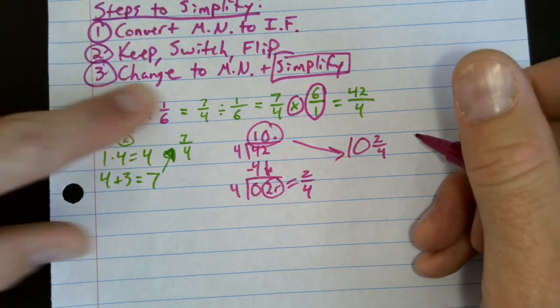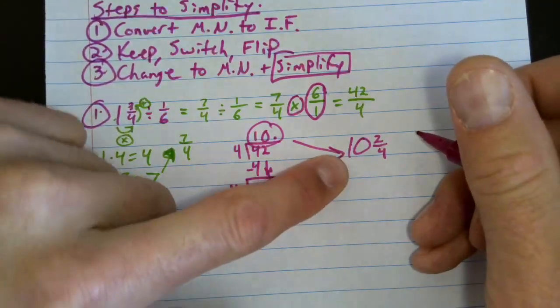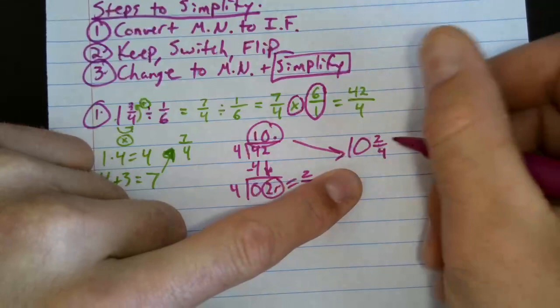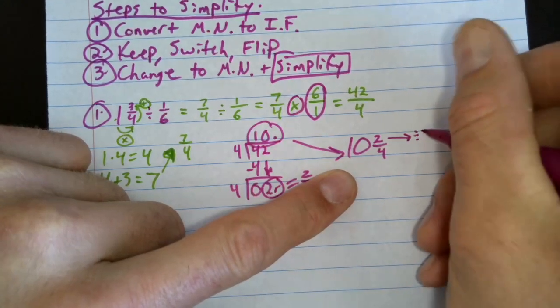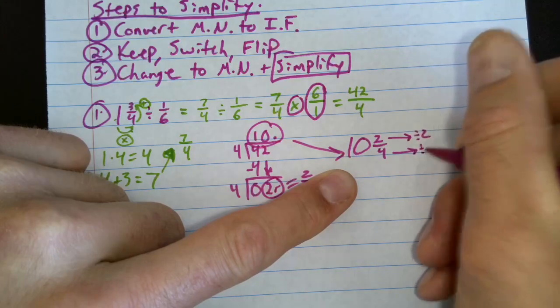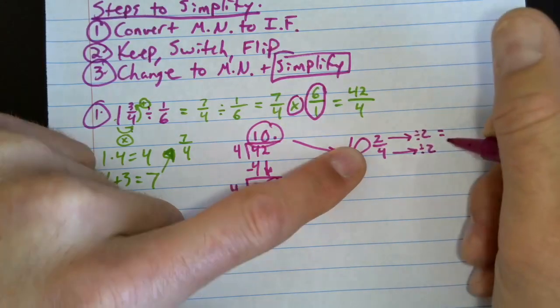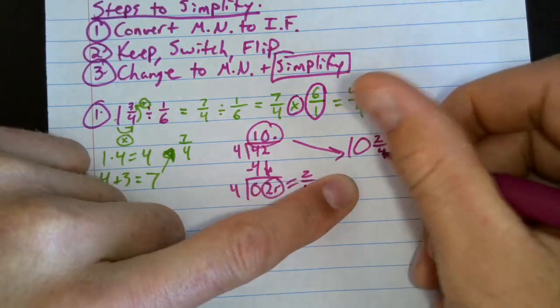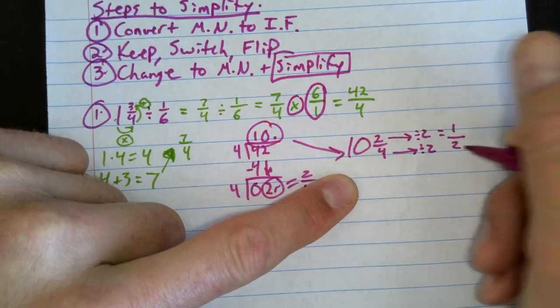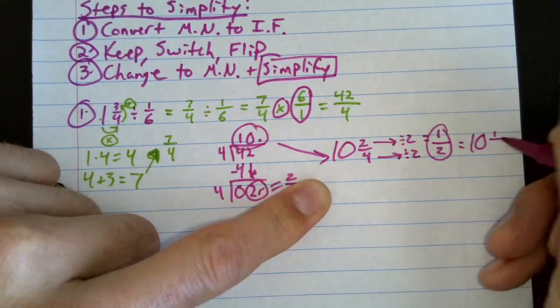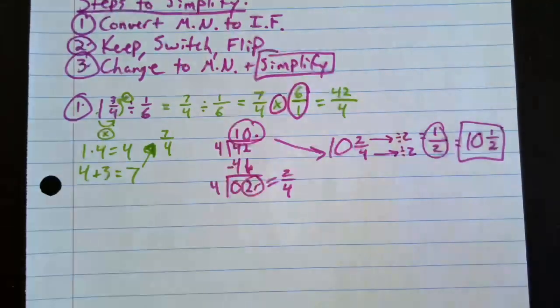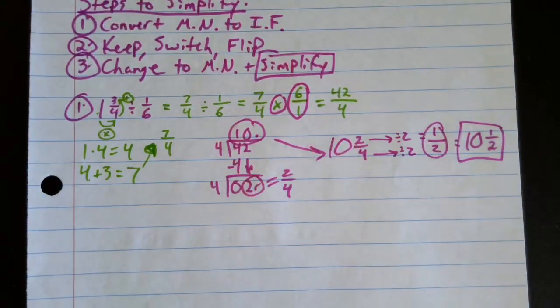So step 3, change that to a mixed number. We already did that, and simplify. So simplify that 2/4. We know we can divide 2 by 2, and 4 can be divided by 2. So 2 divided by 2 is 1, and 4 divided by 2 is 2. So your answer is 10 1/2. That's it, 10 1/2. Let's try another one.